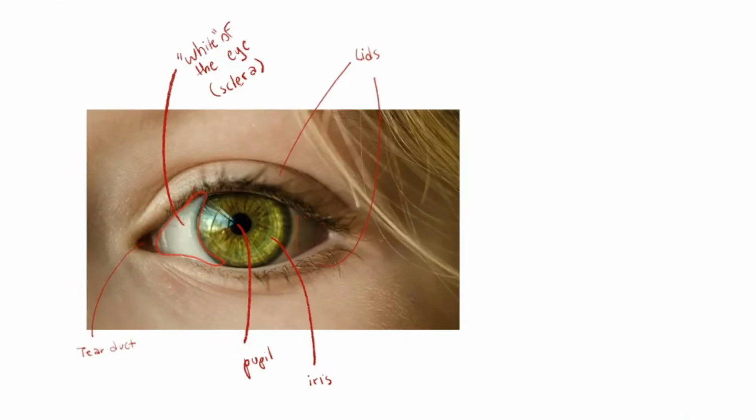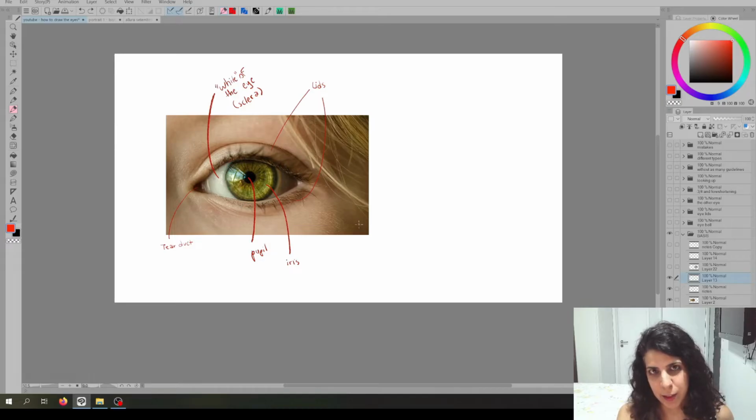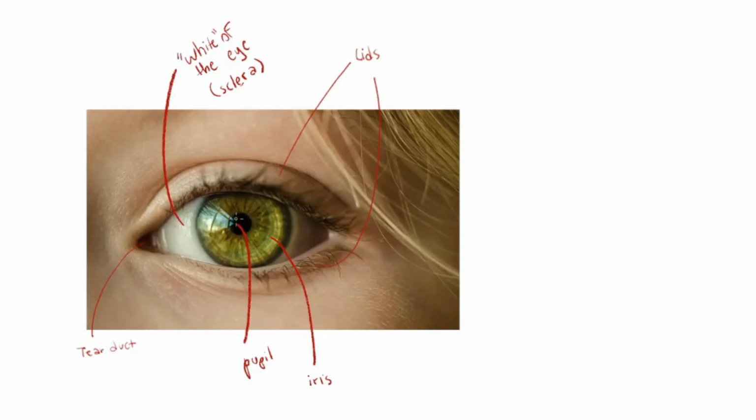And then we have the iris, which is everything that has color in it. That was very ambiguous. I meant what we call the color of the eye, right? So I have brown eyes. That's my iris. That's brown. So next we have the pupil.